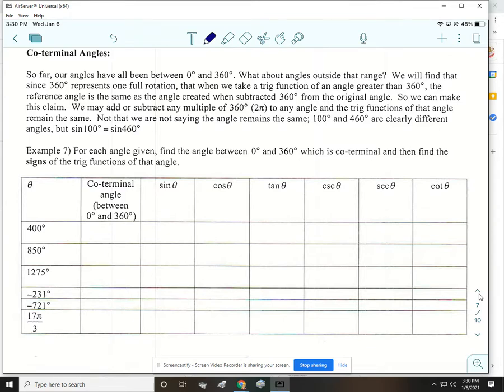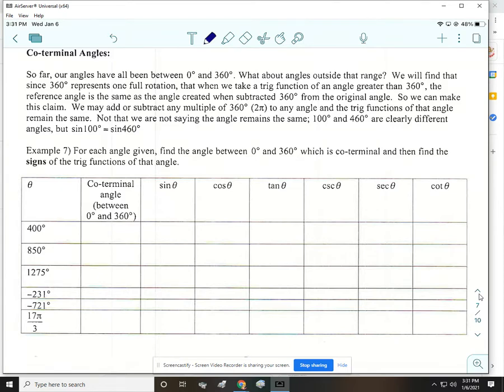So what we're going to find, so we can figure out kind of what's going on with these angles, is a coterminal angle. And coterminal angles are found by adding or subtracting 360 degrees or 2 pi from any angle. And it doesn't give you the same angle, but what happens is the sine and cosine and tangent of those angles are the same.